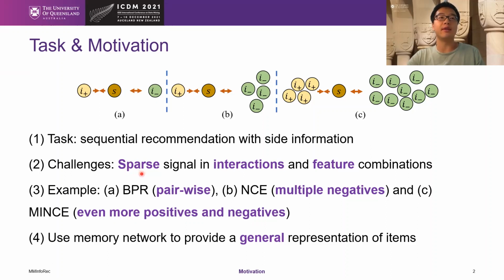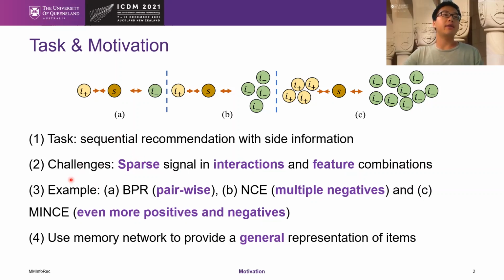The first one is the sparsity of the signal in the interactions, because a user will generally interact with only a small set of the items. And the second challenge is that the feature combinations are also very sparse. It is because some items will just have some very limited combination of the side information, for example, the brand and the categories. So these two sparsity issues are the main challenges for sequential recommendation.